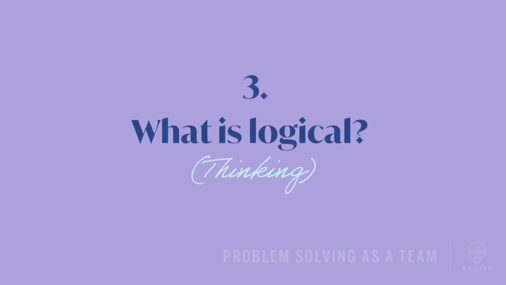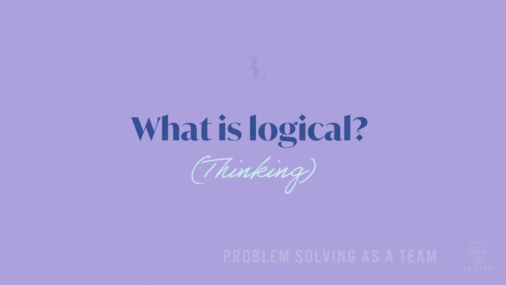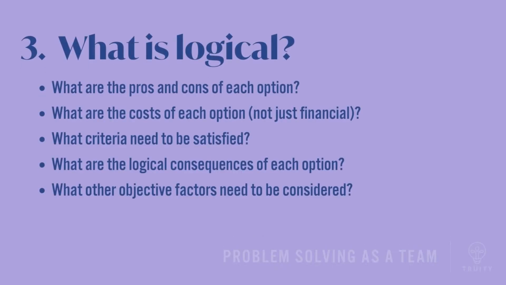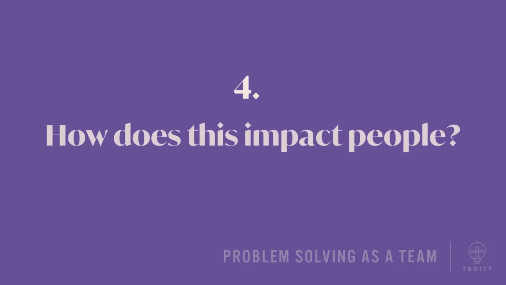Step 3, what is logical? Then we move on to thinking, aiming to analyze each of the options against the facts and other principles to see what stands out. Aim to be logical and objective, focusing on satisfying a clear set of criteria or principles. Questions to ask include, what are the pros and cons of each option? What are the costs of each, not just the financial ones? What criteria need to be satisfied? What are the logical consequences of each option? What other objective factors need to be considered? Step 4, how does this impact people?